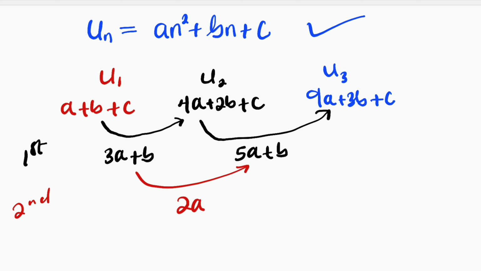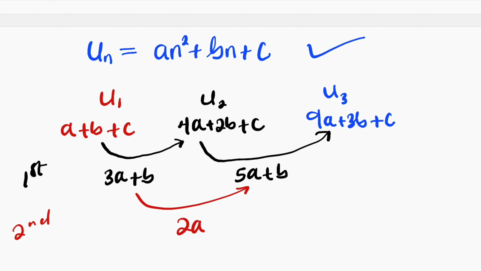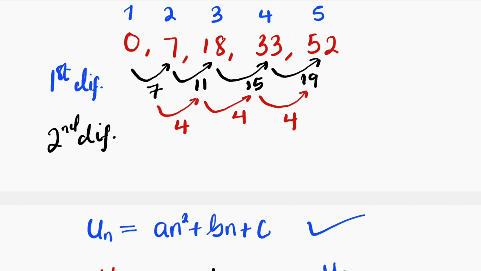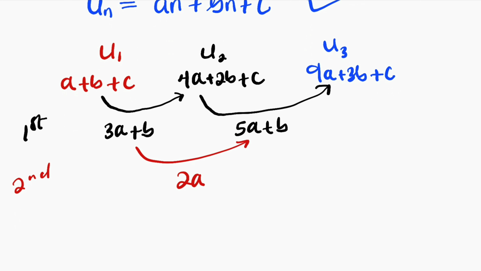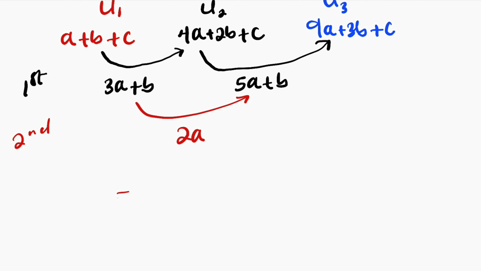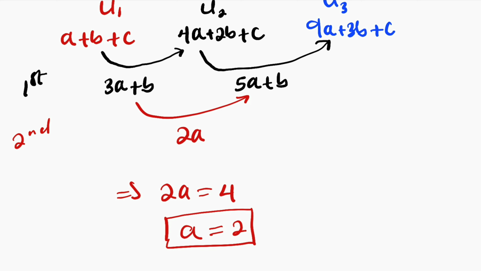And remember, second difference is constant all through. So what is our second difference here is 4, right? Therefore, this 4 must be equal to 2a. This implies that 2a is equal to 4. If you divide both sides by 2, you have a to be equal to 2. So we have obtained the value of a.